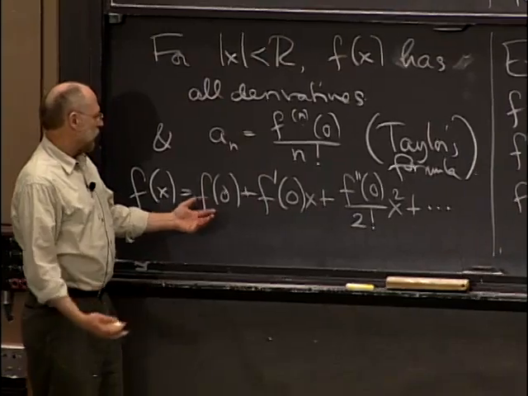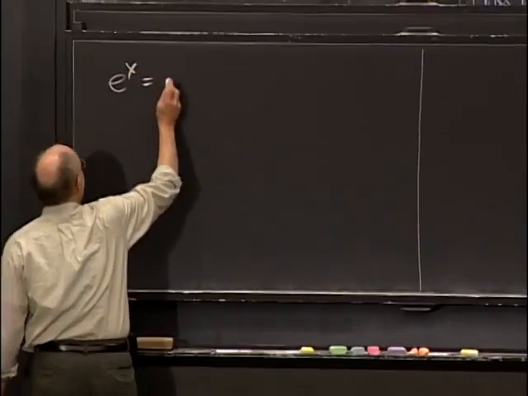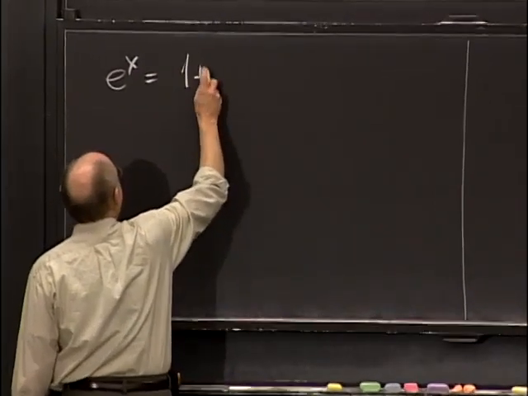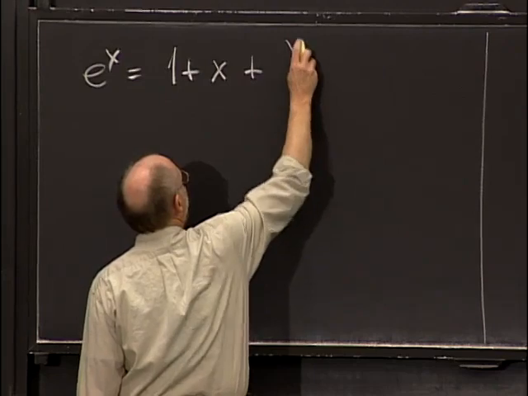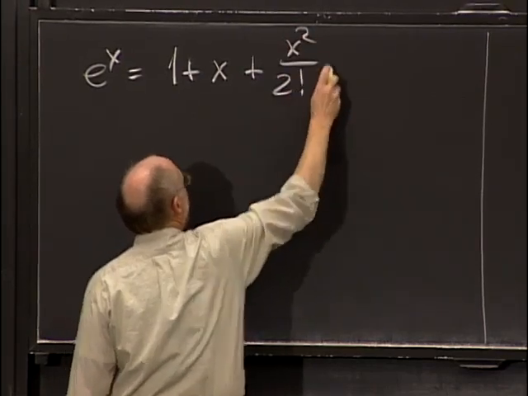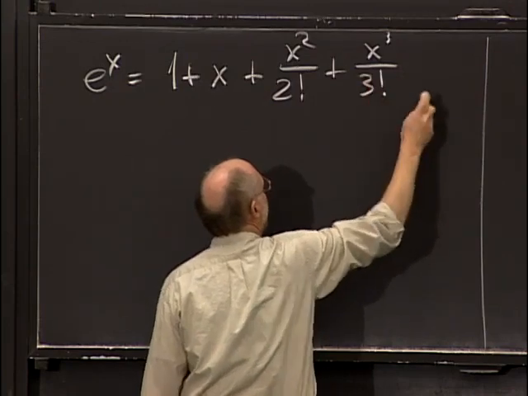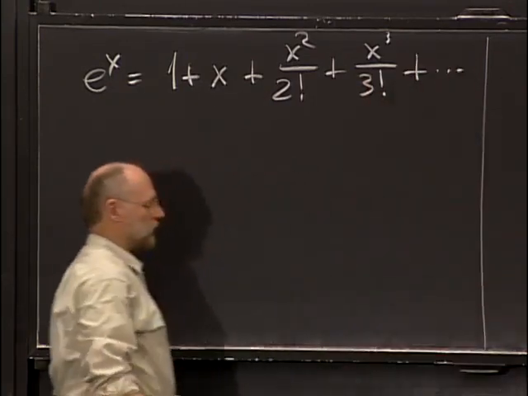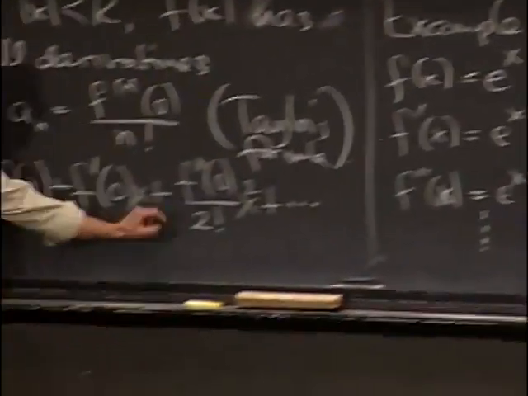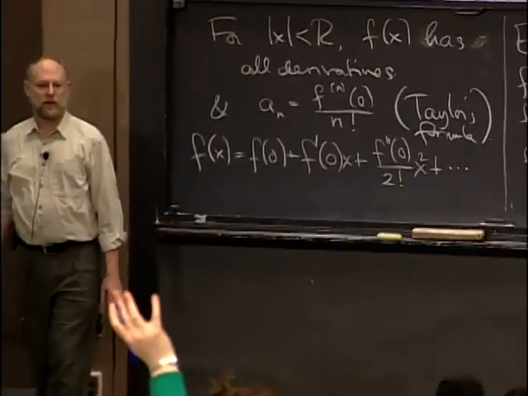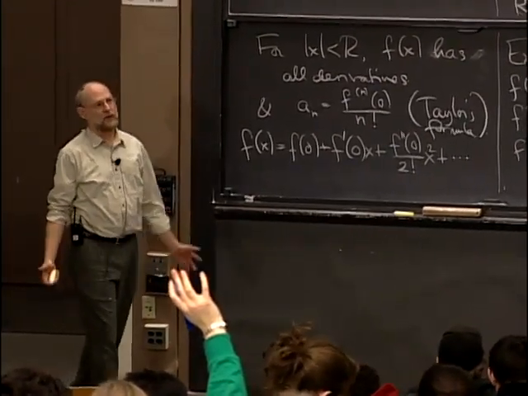And now when I plug into this formula, I find e to the x is 1 plus 1 times x plus 1 over 2 factorial times x squared plus 1 over 3 factorial times x cubed plus and so on. So all of these numbers are 1, and all you wind up with is the factorials in the denominator. That's the power series for e to the x. This was a discovery of Leonhard Euler in 1740 or something.